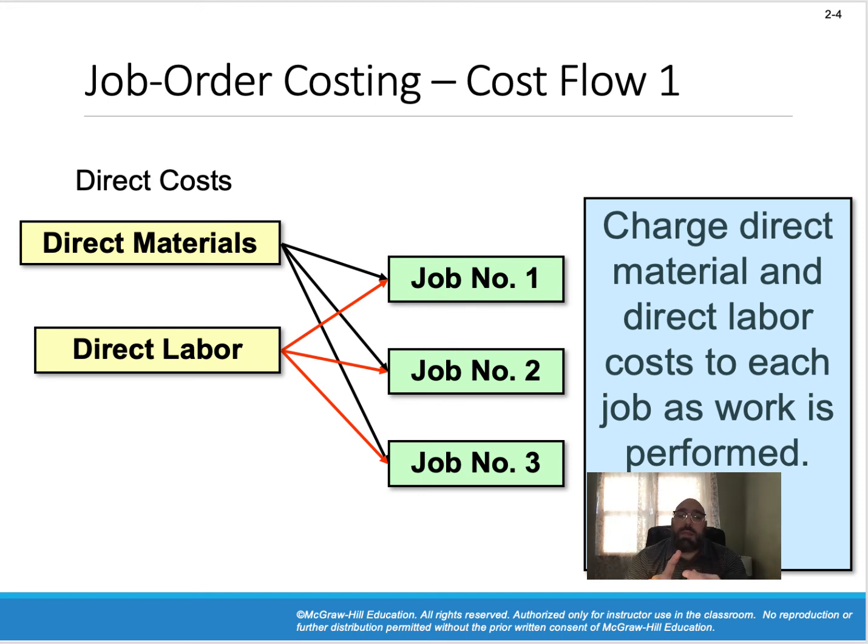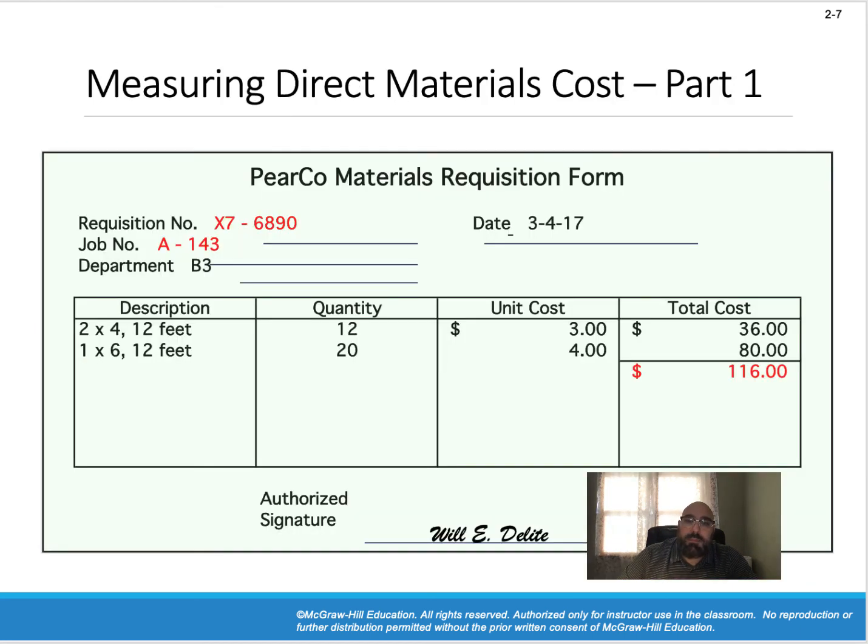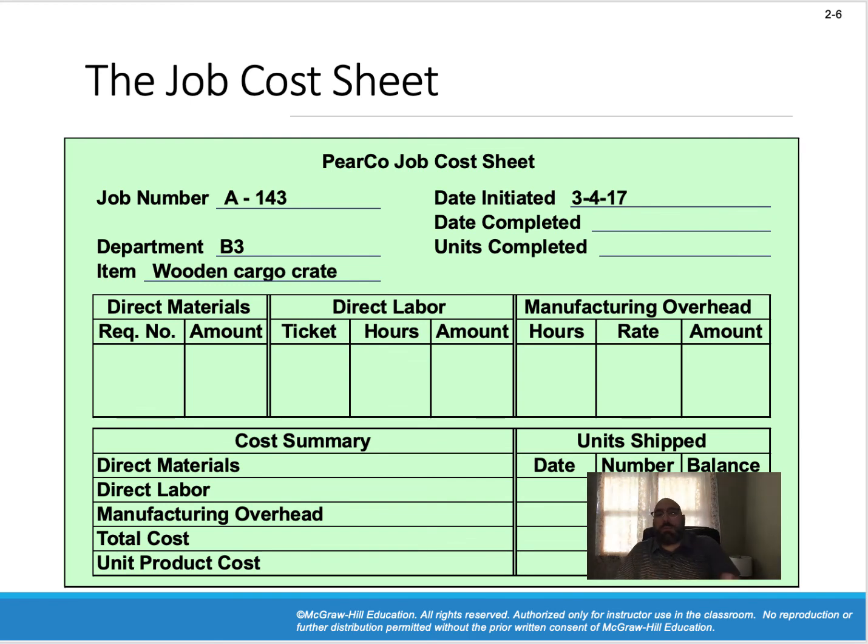We use a materials requisition form to get our direct material cost. We're going to do the same thing with our direct labor costs. We're going to utilize the employee time ticket and see how much time they worked on a specific job, and we're going to allocate those costs to each of those jobs. We didn't get to manufacturing overhead yet. We're going to do that in our next video. We'll see how to calculate and allocate the manufacturing overhead, but just know that manufacturing overhead has to be allocated to each of the jobs. And obviously, the job cost sheet helps us do all this.